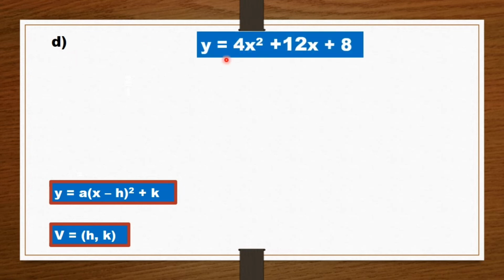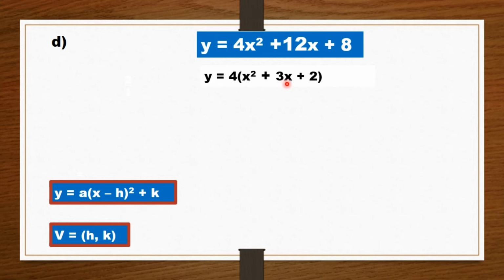Problem D. y equals 4x squared plus 12x plus 8. Take 4 as a common factor of this equation. So if we multiply 4 to each term inside the parentheses, the result is also this.